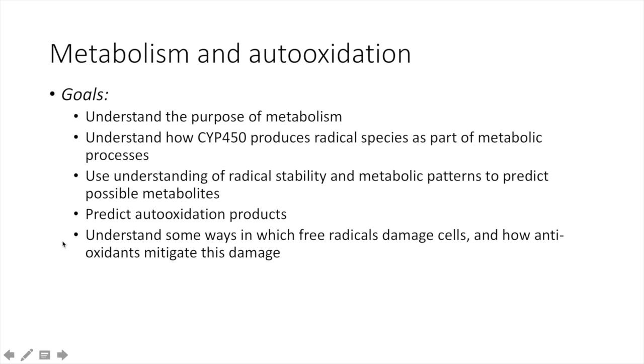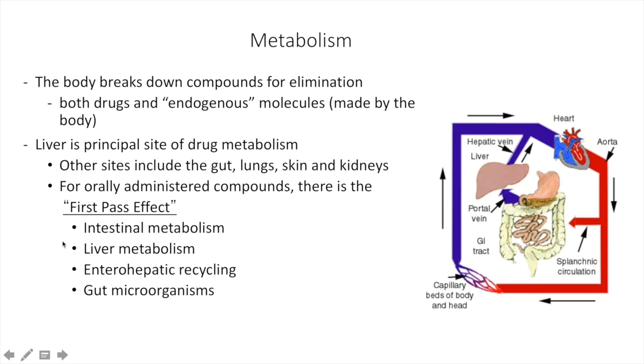And finally, we'll understand some ways in which free radicals damage cells by autooxidation and how antioxidants such as vitamins C and E mitigate this damage. So, metabolism is part of pharmacokinetics. It's what the body does to the drug, and more clearly, how the body changes the drug in order to make it more easily excreted. So this is the body breaking down compounds for elimination.